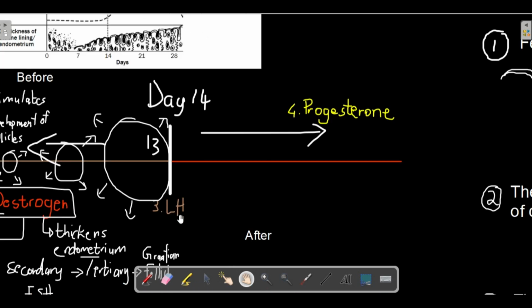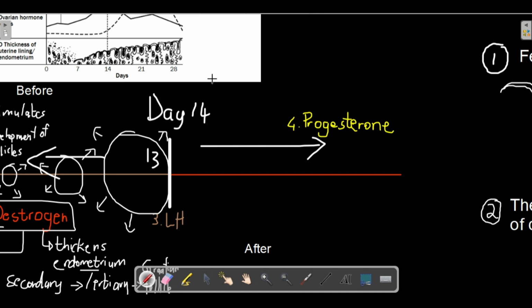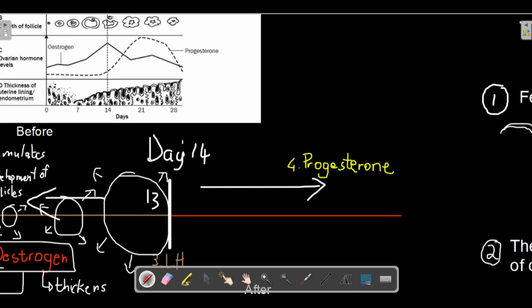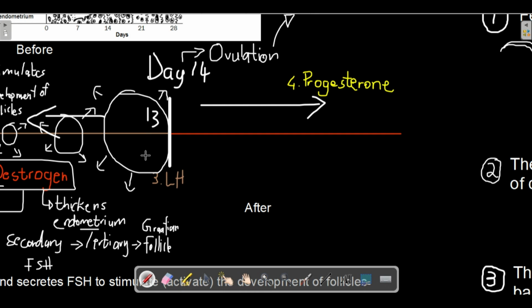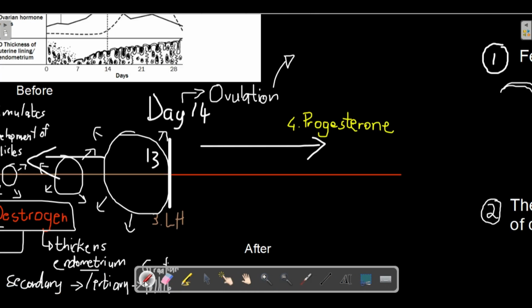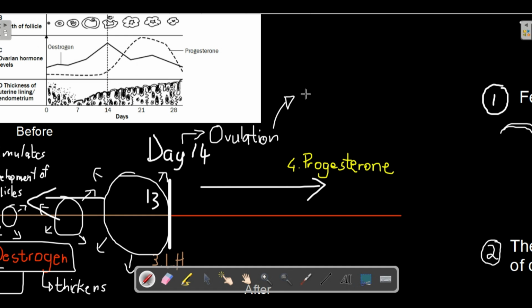And then on day 14, there is a major event that occurs on this day. Okay, so day 14 is quite special, guys. We say that the process of ovulation occurs on day 14. Now ovulation is when the egg cell, the most mature egg cell inside the follicle, bursts out or is released from the follicle. So this occurs on day 14.